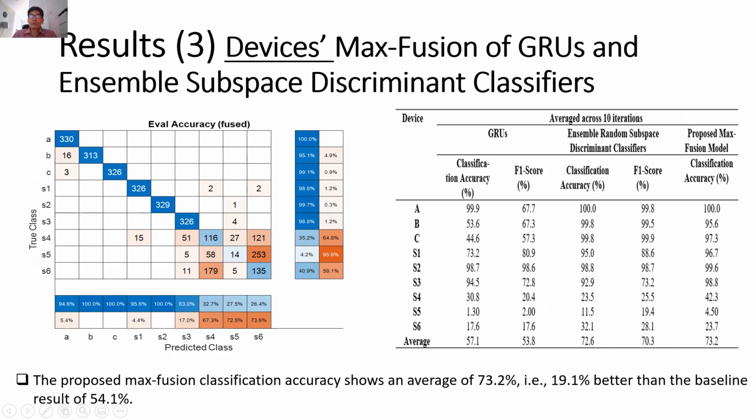For result 3, which is basically the fusion of the GRU and the ensemble random subspace discriminant classifiers, that's the fused model, as you can see on the right-hand side. This 73.2% is higher than the individual ones, which in this case are 72.6 or 57.1. So this gives an average of 73.2%, which is 19.1% higher than the baseline results.